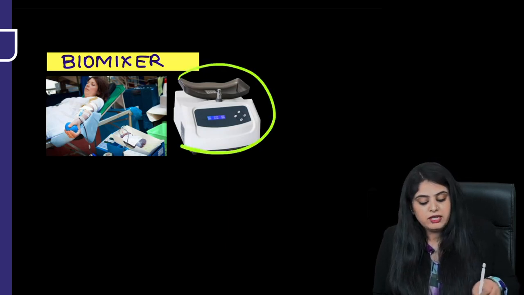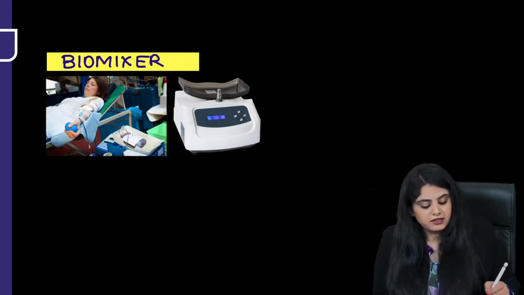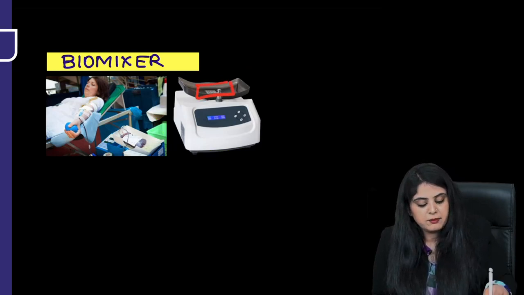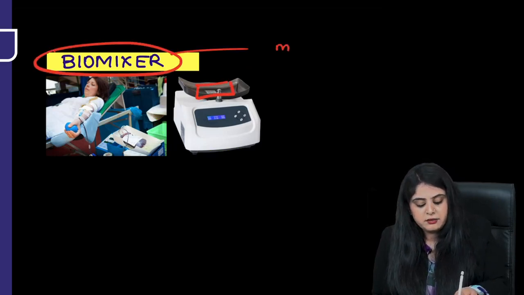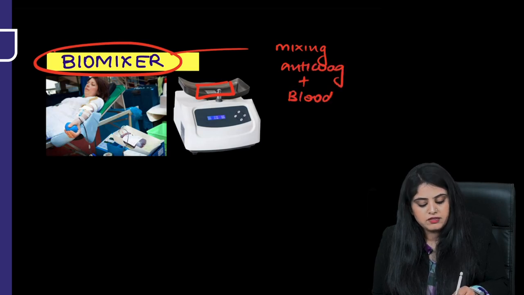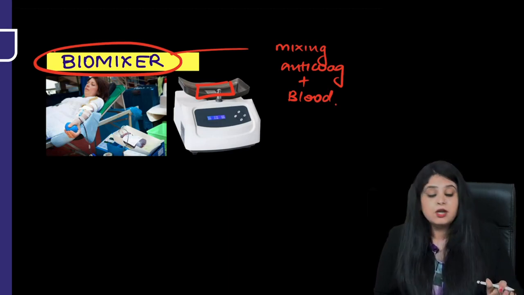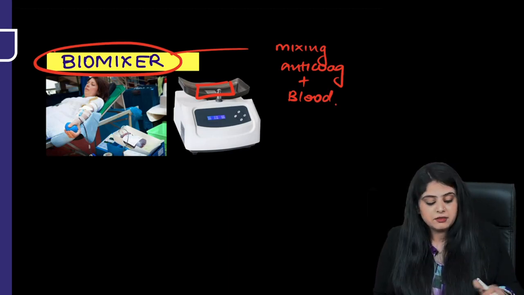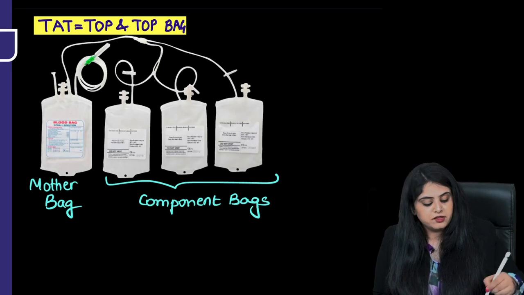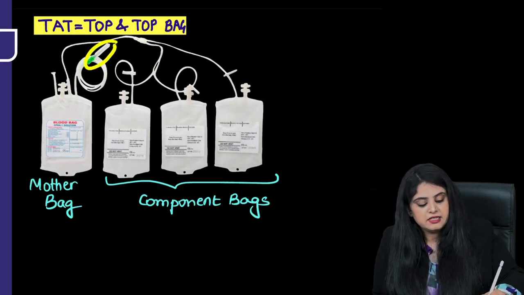Now let's look at the next instrument in the blood bank. This is where you go and donate blood. When you go and donate blood, your red color blood donation bag is kept over here. This is a biomixer. It basically helps in mixing your anticoagulant along with the blood. Whatever anticoagulant you have added along with the blood, it will help in proper mixing.